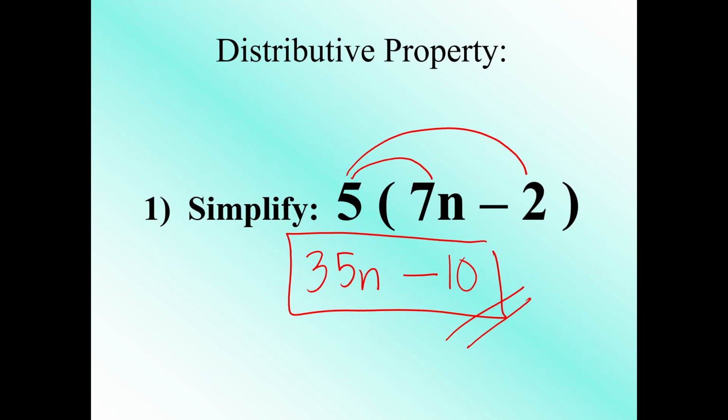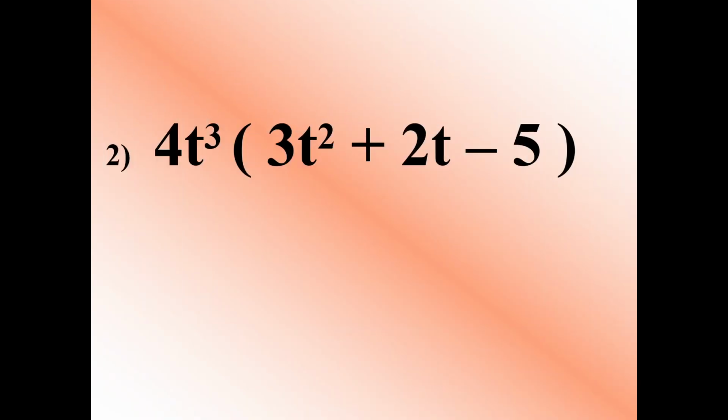Now, let's have more examples on this. Number 2. Multiply this one, Noble. How much is this? Multiply 3 times 3, and 4 times 3, how much? 12. What do we do with the exponents when I multiply t cubed and t squared?